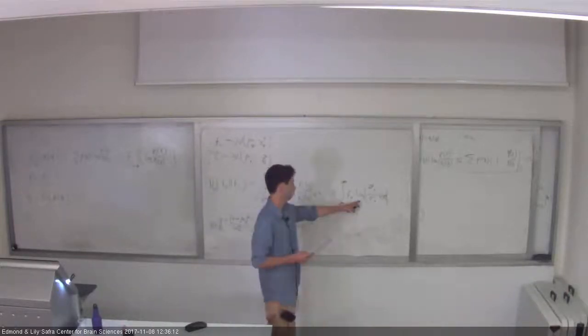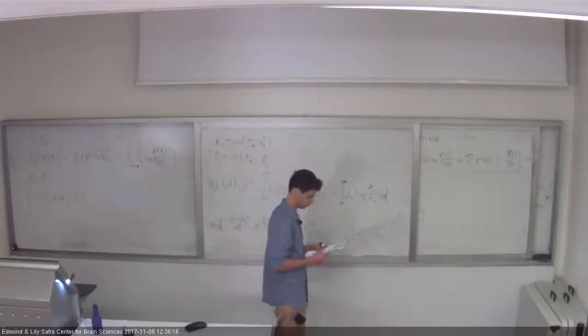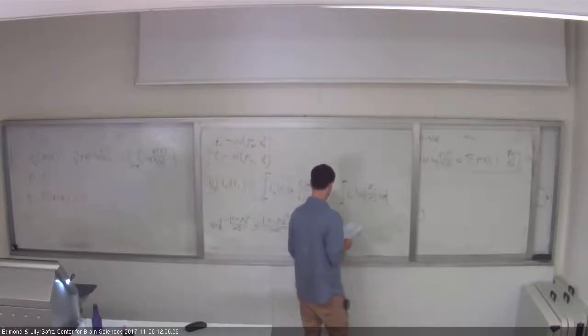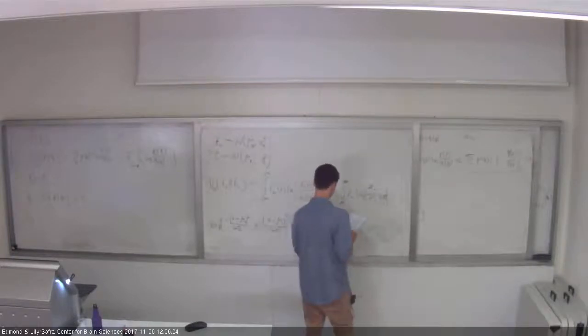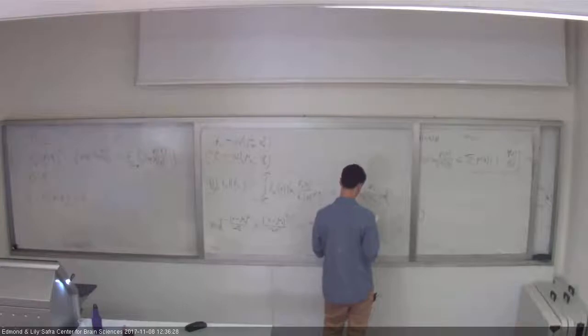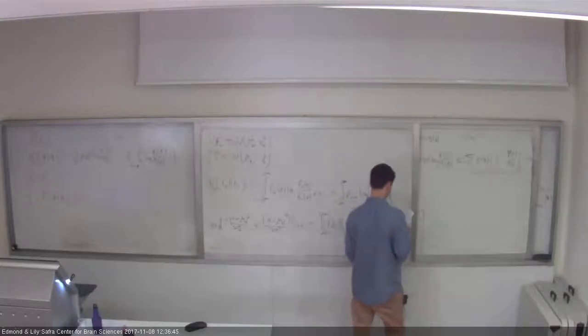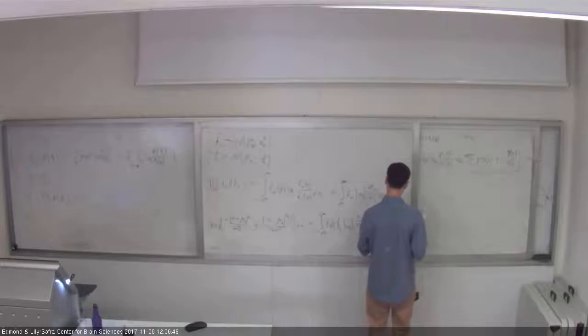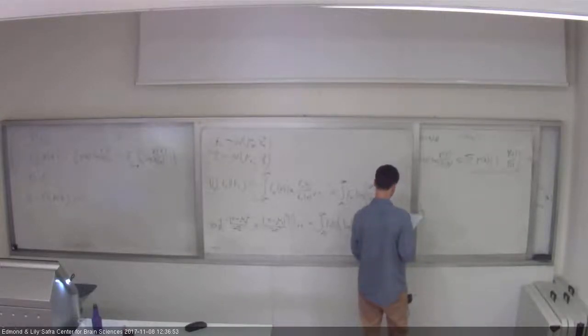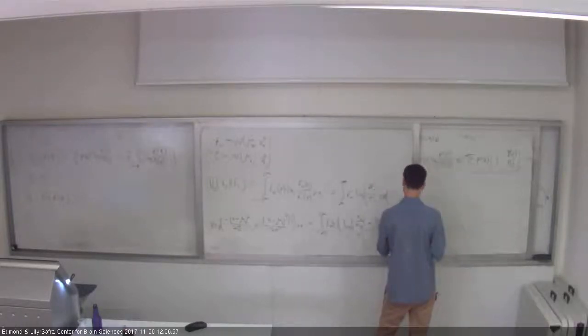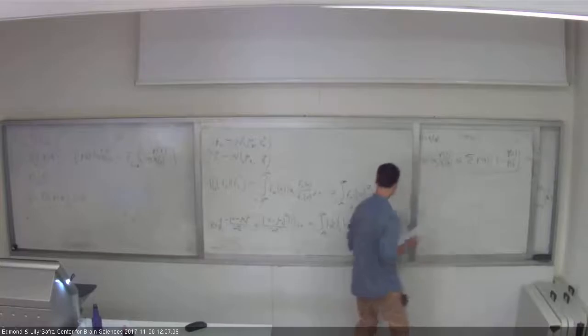Now the log and the exponent cancel each other, and we will get that it's minus the integral from minus infinity to infinity of f0(x) times log of the ratio between sigma 1 and sigma 0 minus (x minus mu 0) squared divided by 2 sigma 0 squared plus (x minus mu 1) squared divided by 2 sigma 1 squared dx. Okay?